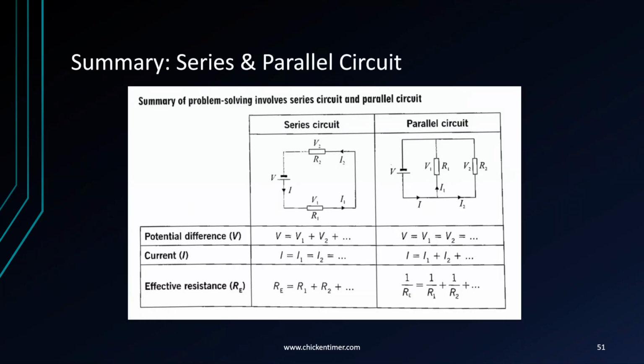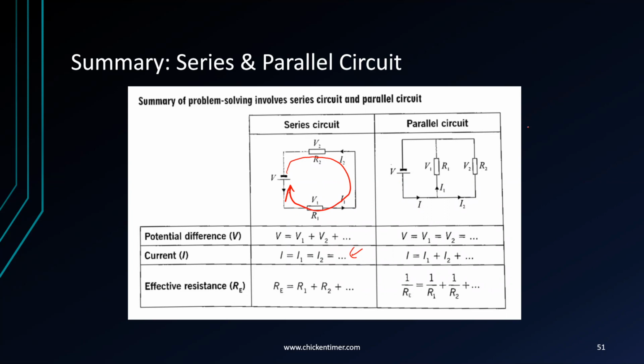So we have this summary. For a series circuit, the EMF or the potential difference across the cell is the sum of the different potential differences for the components. Then the current, because there's only one path where the current can travel, is always the same. Then the effective resistance is just adding up the two resistors or three resistors, depending on how many resistors you have in the circuit.